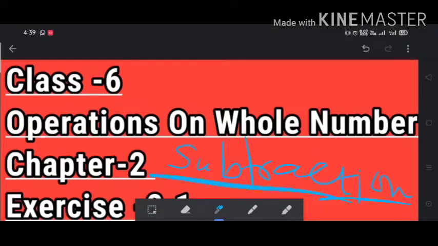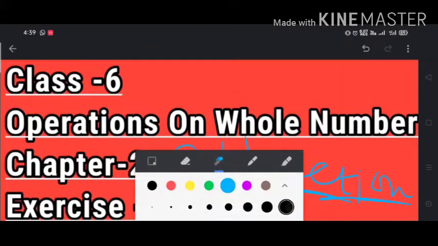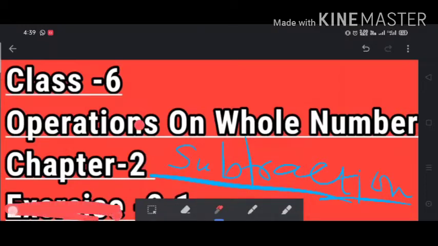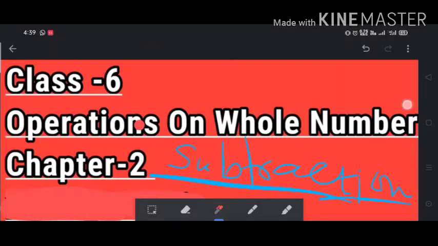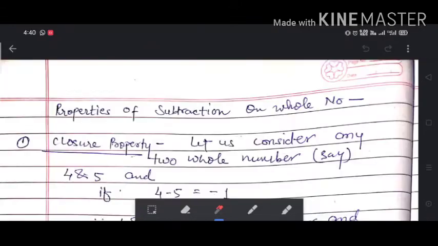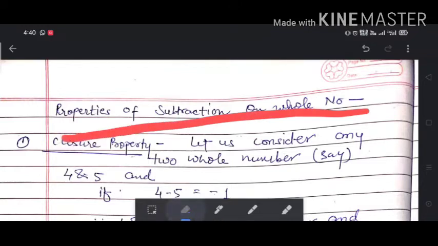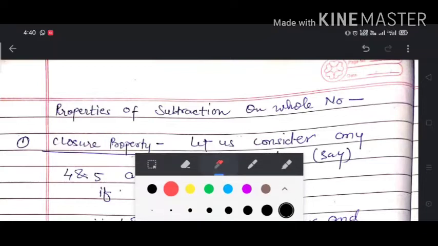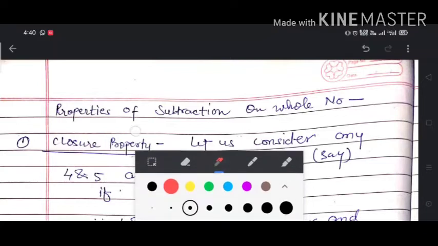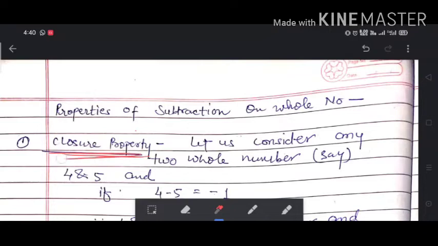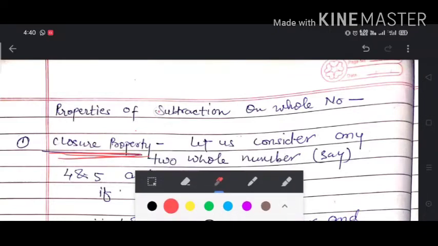Here we shall discuss the question which has the property of whole numbers with subtraction. So let's start. The first property is the closure property. So let us see what the closure property is.